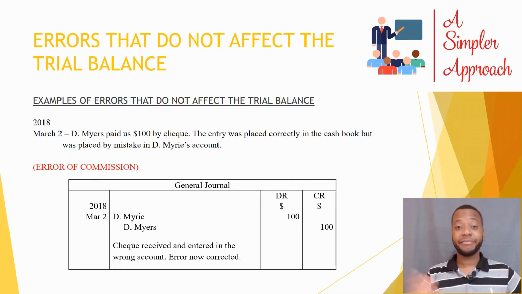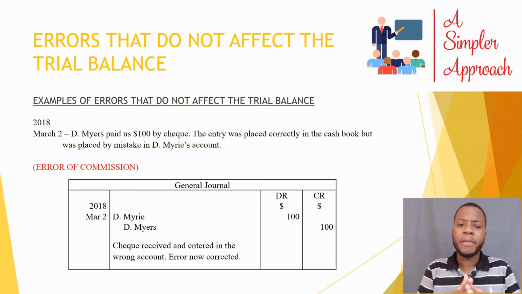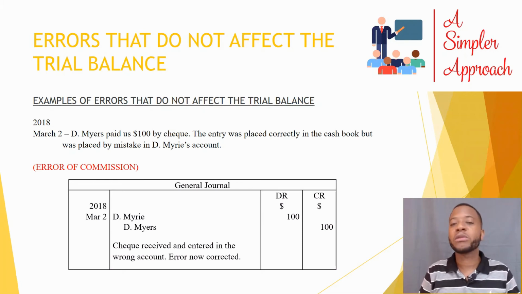account. That's it. And remember the usual specifics. You record the item that is to be debited, then you indent the item to be credited, and then you record your narrative, which is a simple statement outlining what the transaction was. Something very, very simple. I have here: check received and entered in wrong account. Error now corrected. That's it. Works perfectly fine. Okay? So that takes care of example number 1.